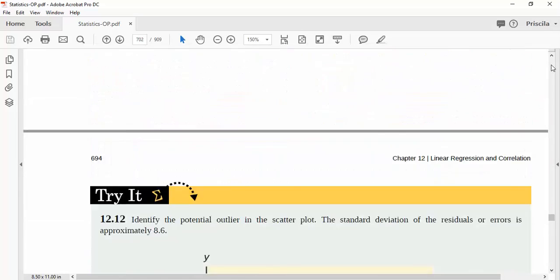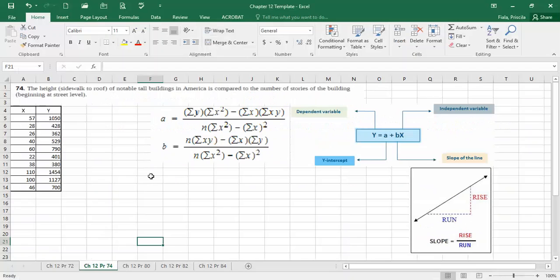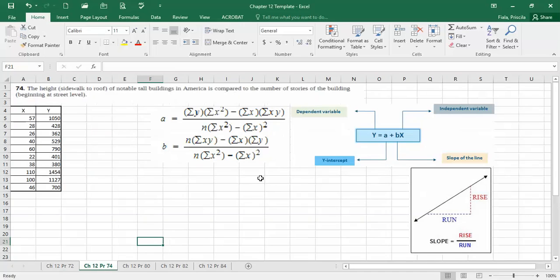I actually want to start with problem 74, and the reason for that is problem 72 is talking about year 2000, 2008, and so on. I really want to show you, if you did not have Excel or a calculator to do any of this for you, the amount of calculations you would have to go through just to get your y-intercept, your slope, and your R, which is your correlation coefficient result.